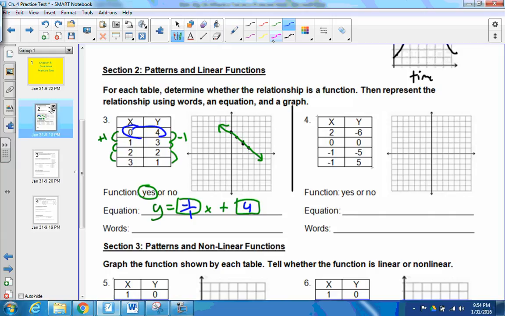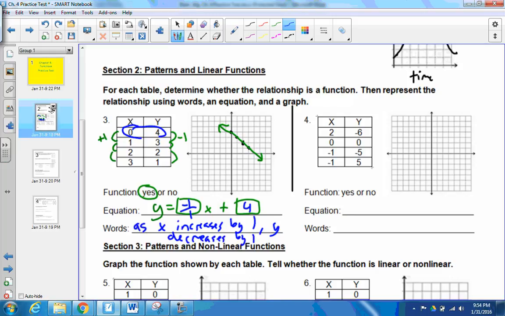Now in words, I'd like you to say something along the lines of, as x increases by 1, y decreases by 1. So there's the pattern that's there.